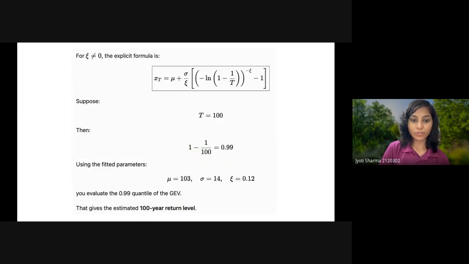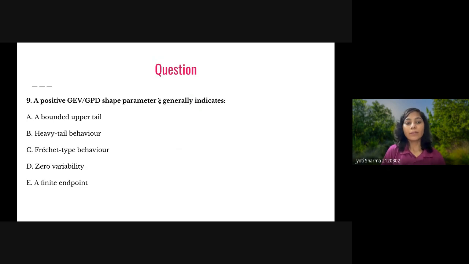Based on this, we have a question. If we have a GEV or GPD and the shape parameter has a positive value, then it generally indicates what? A heavy bounded upper tail, heavy tail behavior, Fréchet type behavior, zero variability, or a finite endpoint? If your xi value is positive, more than 0, then you can talk about the tail.